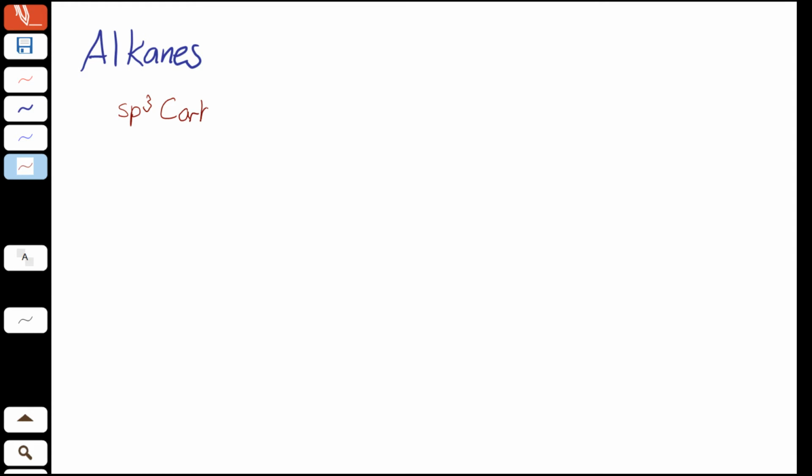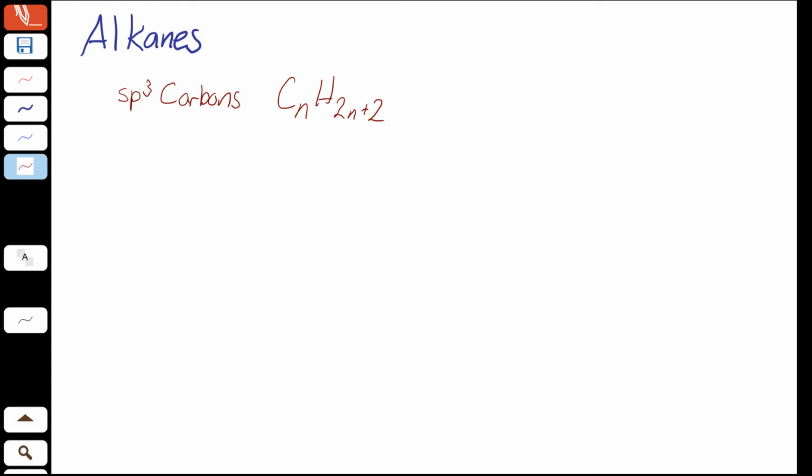sp3 carbon. They have the formula CnH2n+2, which means that however many carbons you have, double the number of hydrogens plus 2. So if it's C4, then it's H10. We'll also talk about cycloalkanes, which have a little bit different formula, but let's focus on the alkanes for now.